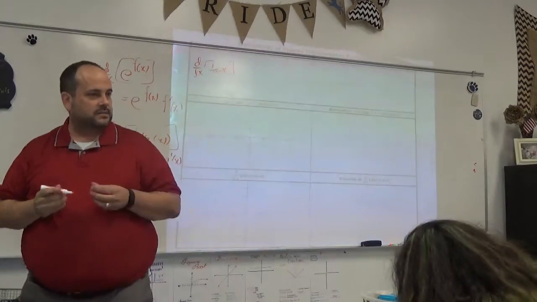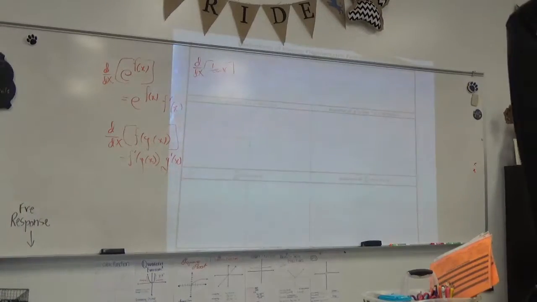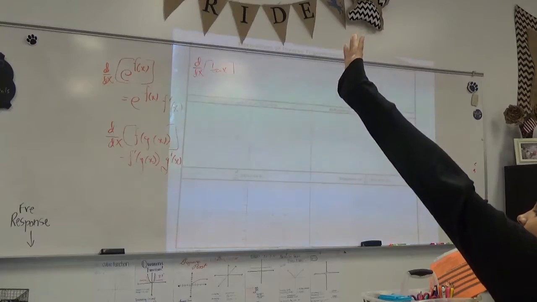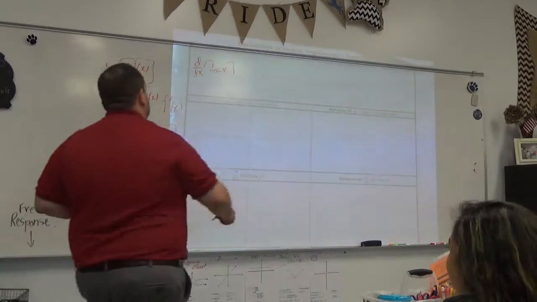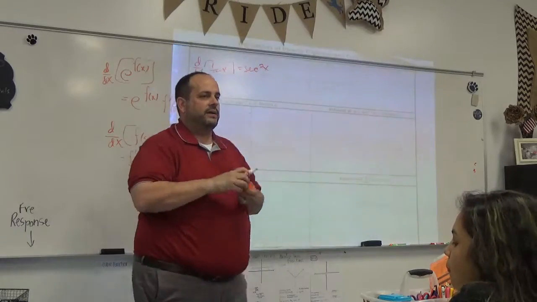Derivative of tangent of x. One, two, three. Derivative of tangent of x. I got this one. Secant squared x. Secant squared of x. Okay, nice. Derivative of secant squared of x here.